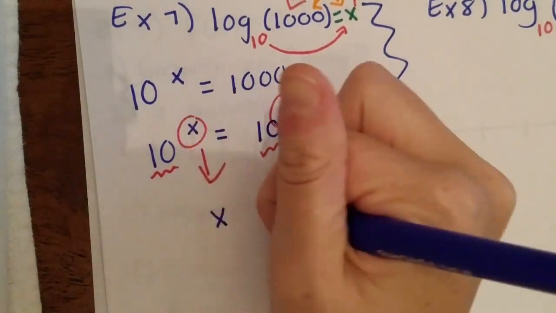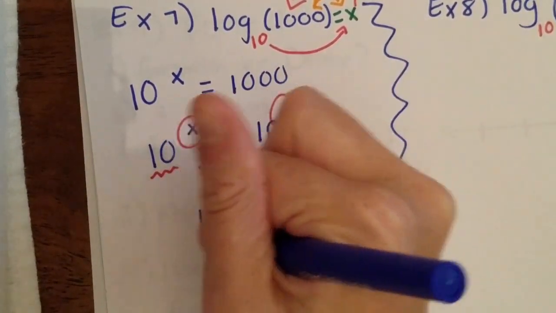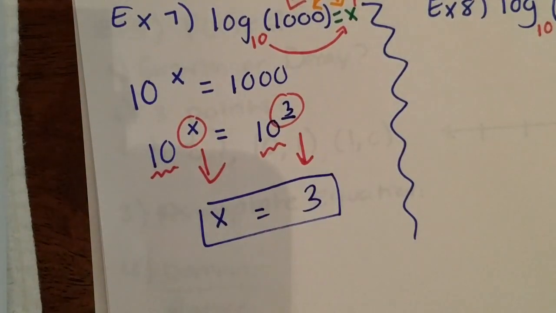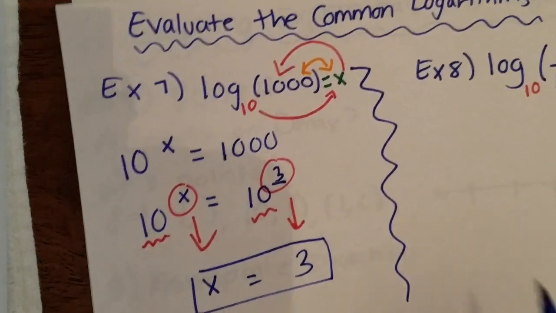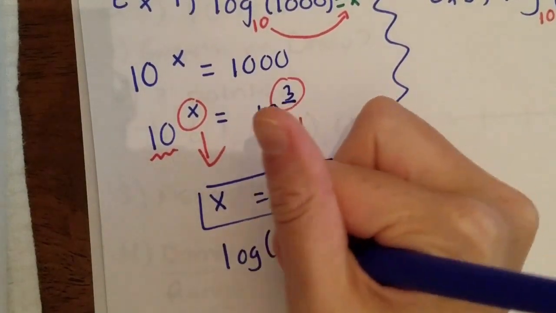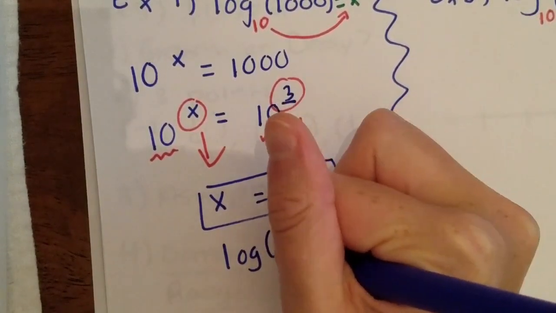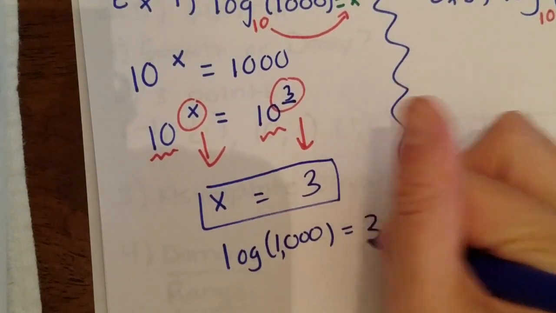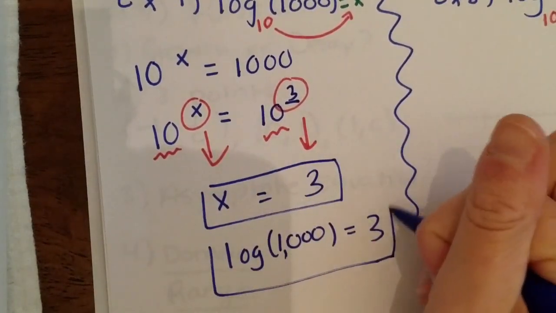So this will be x equals 3. Okay, or you can start from the top and say log of 1000. Remember, you don't have to write in the 10 unless you want to. Equals 3. Bam, that one is done.